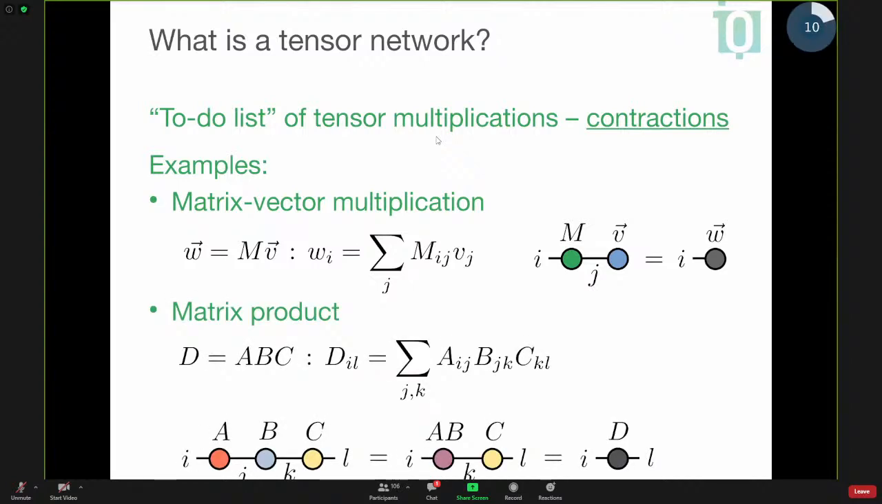Another example is a matrix product. Here I'm showing a product of 3 matrices, D equals ABC. And this can be written again explicitly with indices. So DIL is the sum over J and K, where J and K here are common indices of matrices A, B, and C. So sum over J and K, Aij, Bjk, CKL.